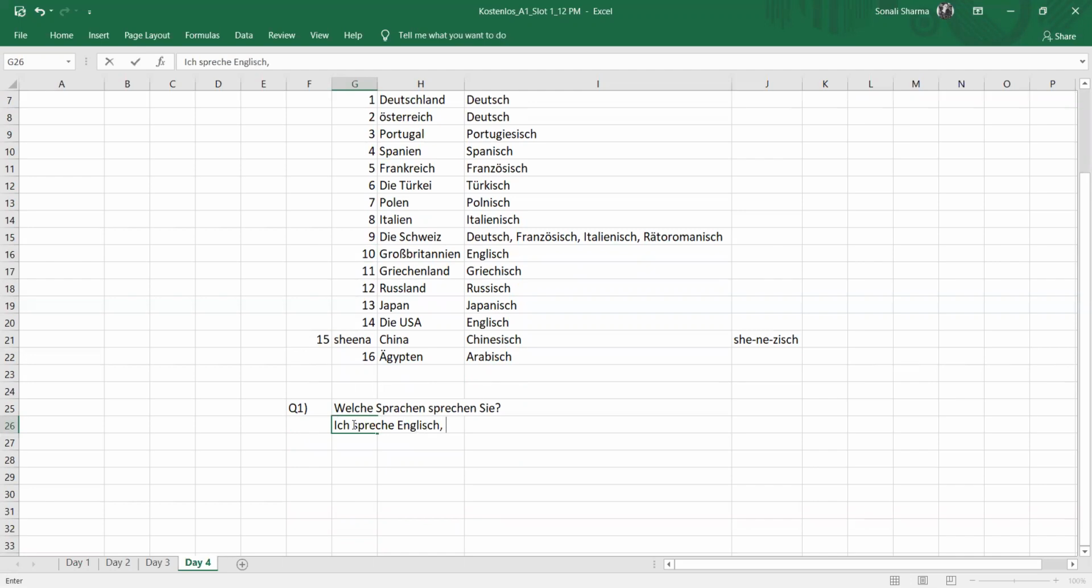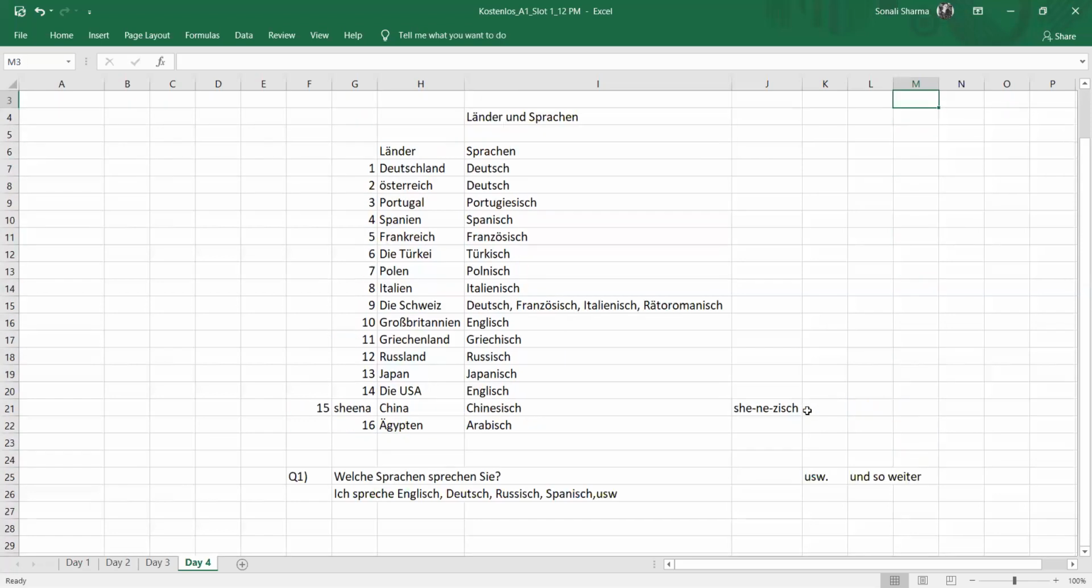English, Deutsch, Russisch, Spanisch, und so weiter. Und so weiter means etc. I'm writing here the full form, und so weiter, that means and so on. So: ich spreche English, Deutsch, Russisch, Spanish und so weiter. You can add any other language if you wish.